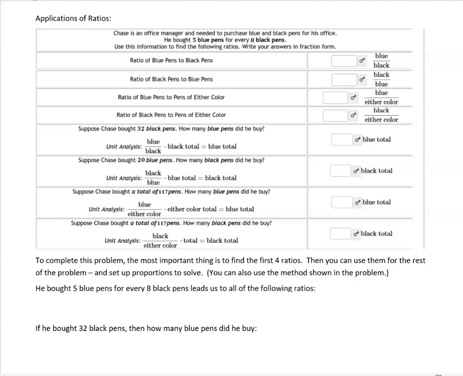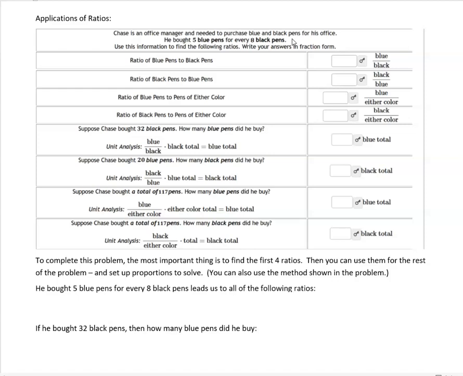Hi, it's Carly McAvoy. I want to talk about applications of ratio and specifically a problem that you might see in your homework that has to do with comparing blue pens to black pens. The important thing here is at the top they tell you the ratio. There's 5 blue pens for every 8 black pens, or whatever numbers that you're given.